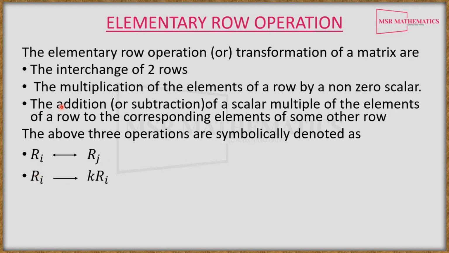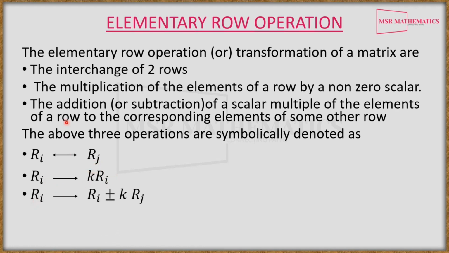The second one is the multiplication of the elements of a row by a non-zero scalar. We can write symbolically Ri as k into Ri. That is, if you multiply any non-zero scalar to the row, that is the multiplication of the elements of a row by a non-zero scalar.